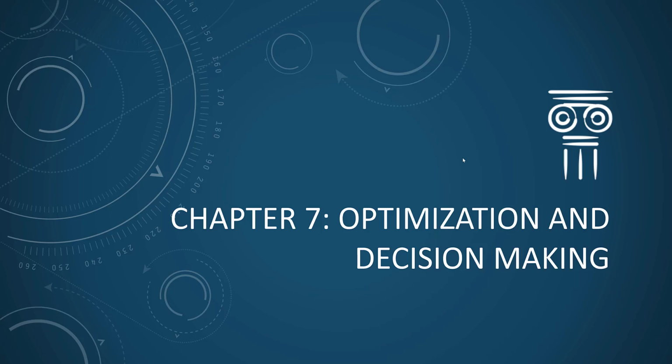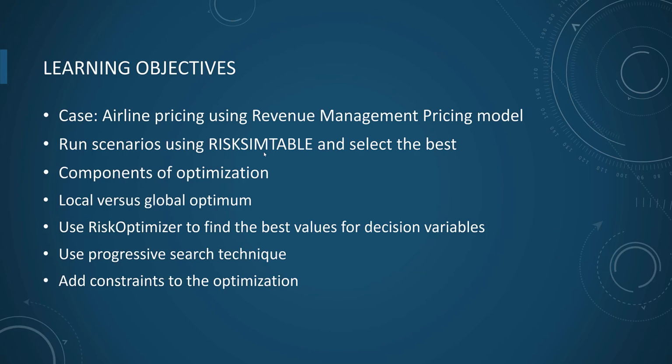In chapter 7, we're going to look at how to develop an optimized solution for a model that we've already set up. So you have a model that's running fine, a simulation model, and then you want to study or analyze the model based on several possible scenarios and select the best outcome, the best solution from those scenarios. So that's your optimization and decision making chapter.